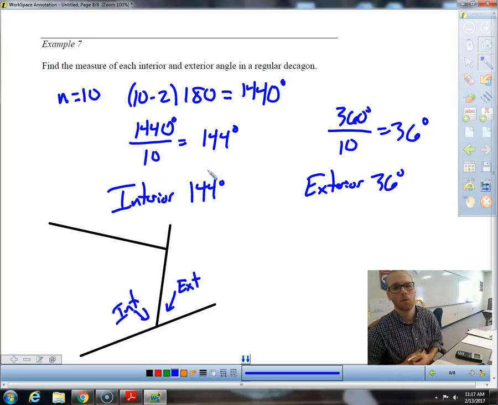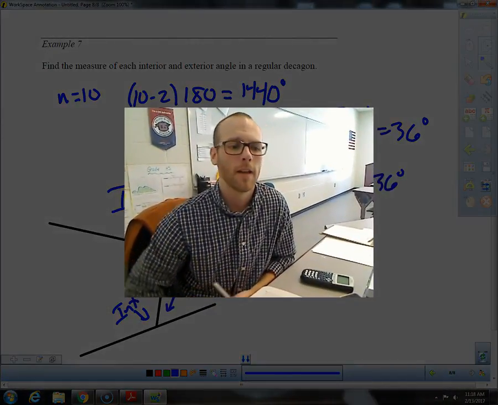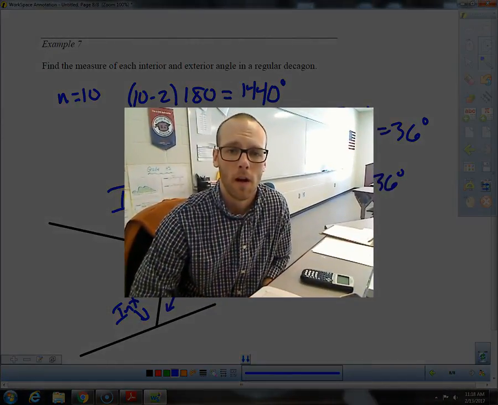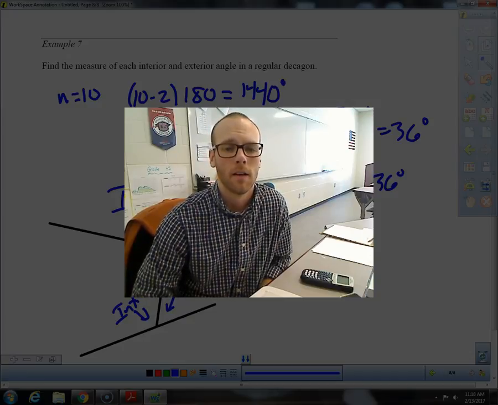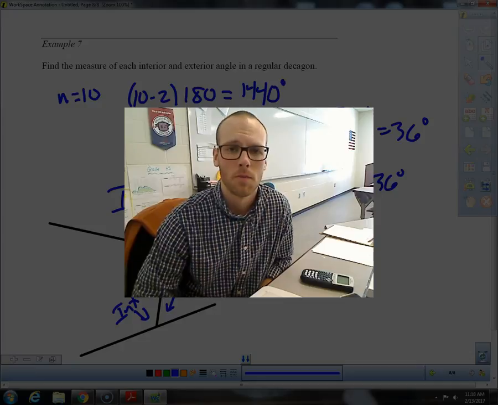So there we have it. We've got some great learning there that happened with the interior and exterior angles in polygons. Remember that if it's a regular polygon, all the angles are going to be the same, so you can do some simple division there.